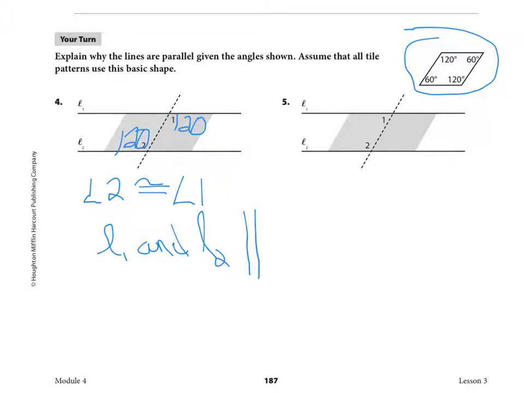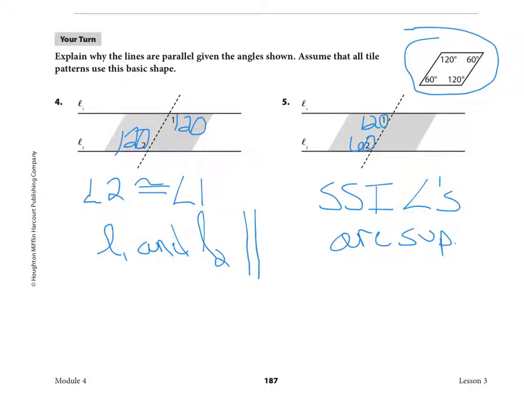So number 5. Angle 1 is 120 degrees, and angle 2 is 60 degrees. Those are supplementary. So if same side interior angles are supplementary, then the lines are parallel. And so that's how we prove that, just as easy as that. And that is what we're going to be doing in class tomorrow.